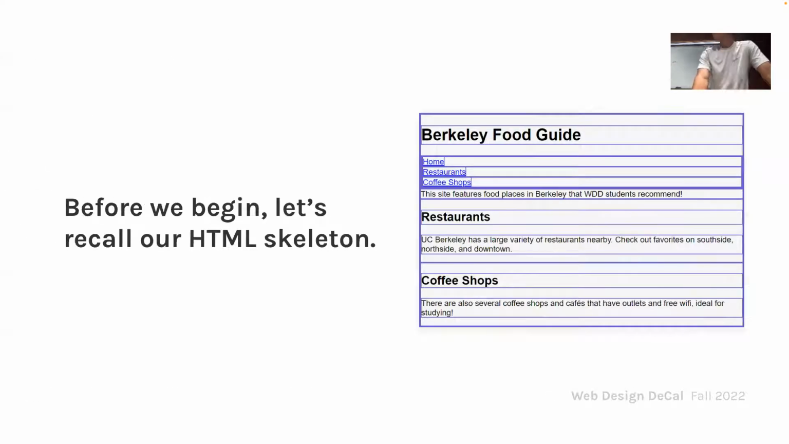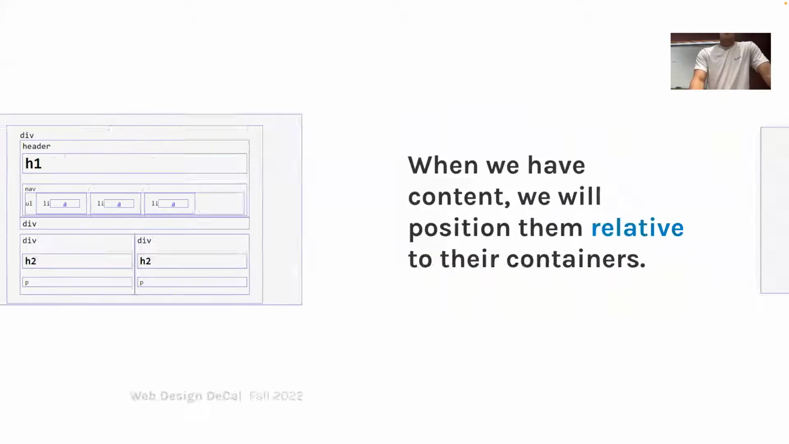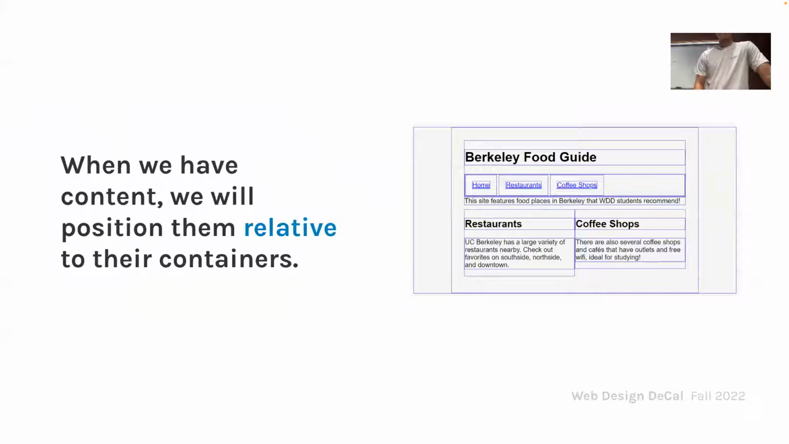All right, so we can get into it. Recall our HTML skeleton from last week. It's important to think of the divs as containers and as parent-child hierarchies. For example, the H1 tag is a child within the header, and the header is a child of the div, and the div is a child of the body when we're looking at the first top 4 tags that we see. So think of these in parent-child hierarchies. When we have content, we position them relative to their containers, and their containers are their parents, basically.